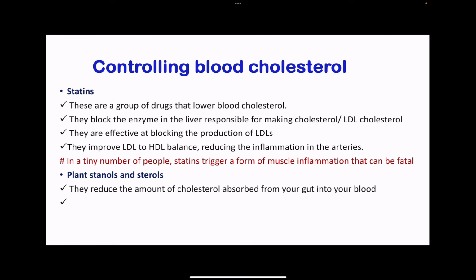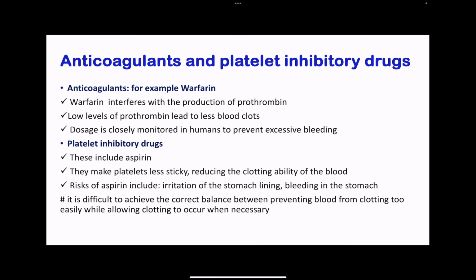Going to plant stenols and sterols. Of course, these reduce the amount of cholesterol absorbed from your gut into your blood. Lastly, we go to anticoagulants and platelet inhibitory drugs. For anticoagulants, the example we have is warfarin. This interferes with the production of prothrombin, and if there is less prothrombin, then it means thrombin cannot be produced, and therefore fibrinogen cannot be converted to fibrin, so there are going to be fewer blood clots. The dosage of this anticoagulant is going to be monitored closely to prevent excessive bleeding.